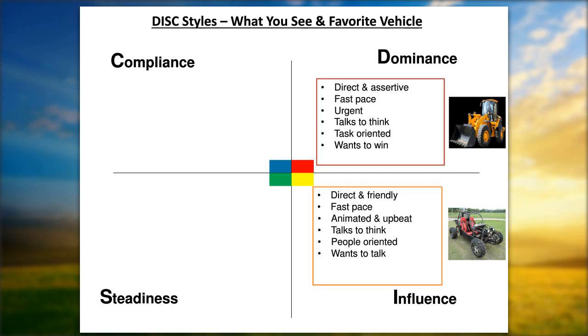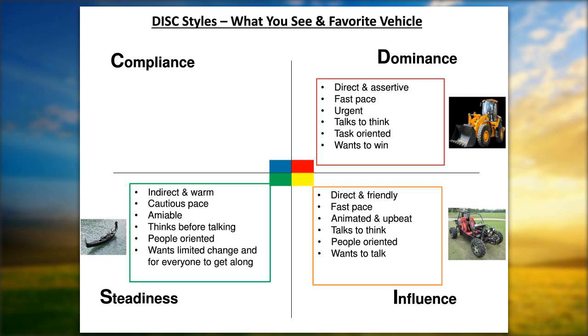High influence, the vehicle that we describe their style is the all-terrain vehicle, which is also fast-paced. So you think about an all-terrain vehicle, they move fast. You might have 4 or 5 people in the vehicle with you because you're going to move around and go from place to place. You talk to think, it's about people, and it's about moving fast and making quick decisions and doing lots of things at once.